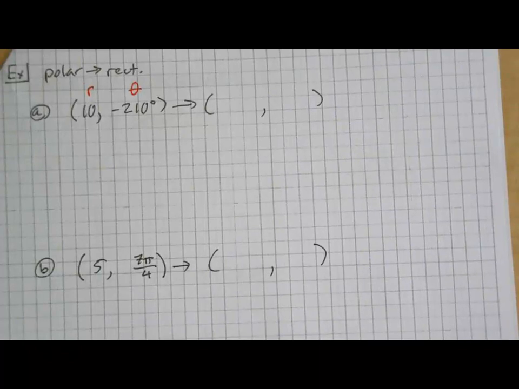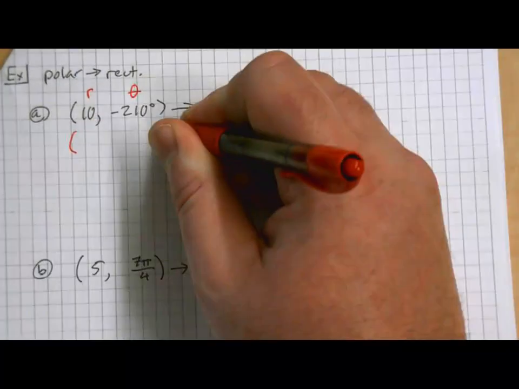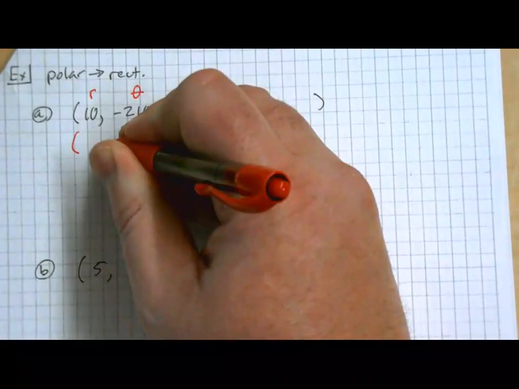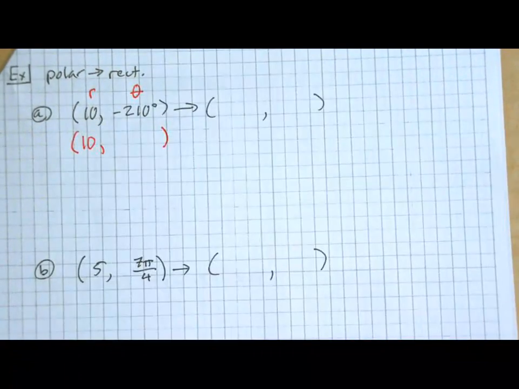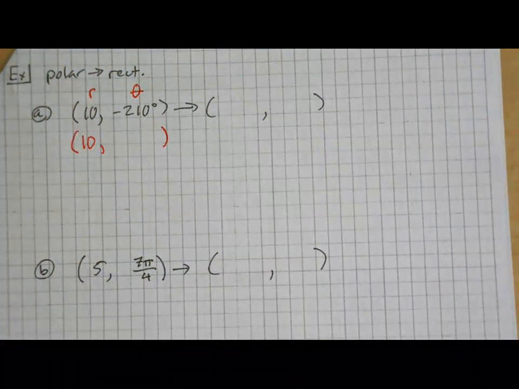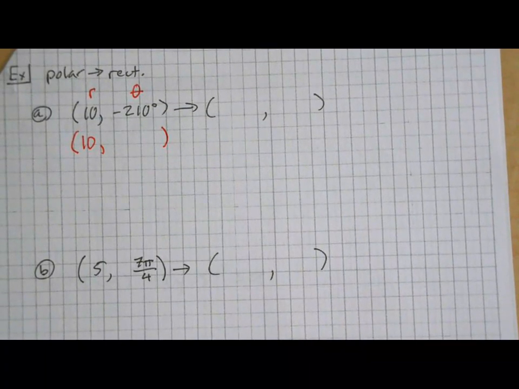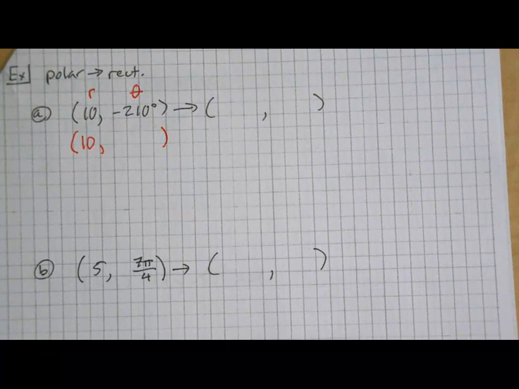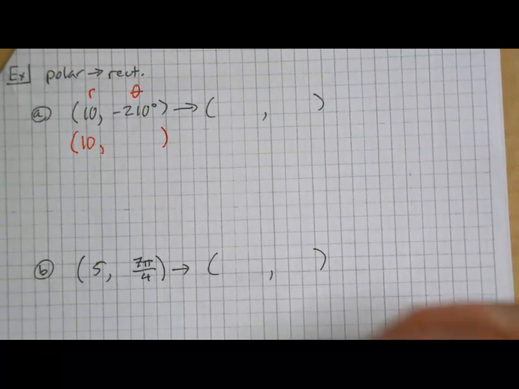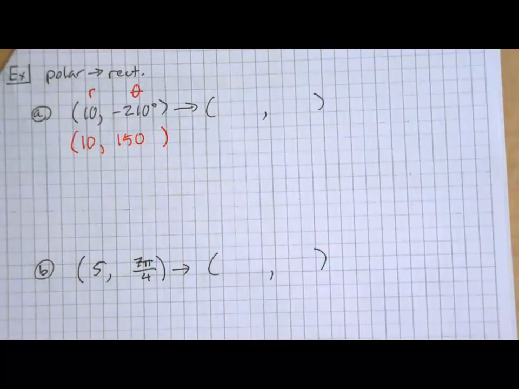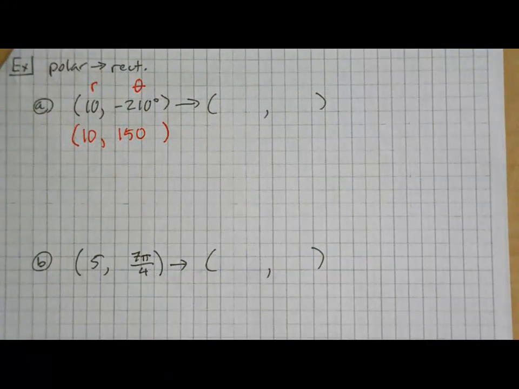Before we go on to this, I challenge you to write me another version of this same point. Let's keep the 10 as it is. We're moving forward 10. What would be another angle that would point us in the same direction as negative 210 degrees? You got me one? 150. What did you do to negative 210 to come up with 150? We just added 360. We've been dealing with those coterminal angles since like January, right? So we could use 150, and in fact, I'm going to use 150 because that's on my unit circle. I've got that memorized.